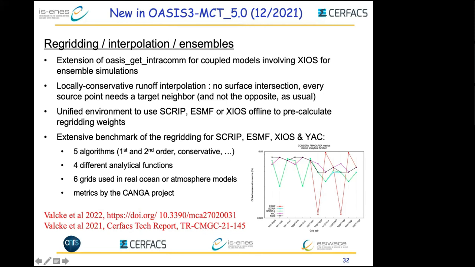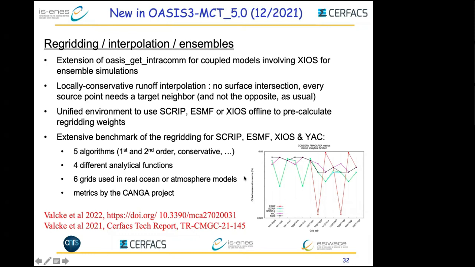We analyzed 5 different regridding algorithms, including first and second order conservative or non-conservative algorithms. We analyzed the results for coupling fields defined by 4 different analytical functions. We used 6 grids used in real ocean or atmosphere models, and we performed the calculations proposed by the Kanga project.